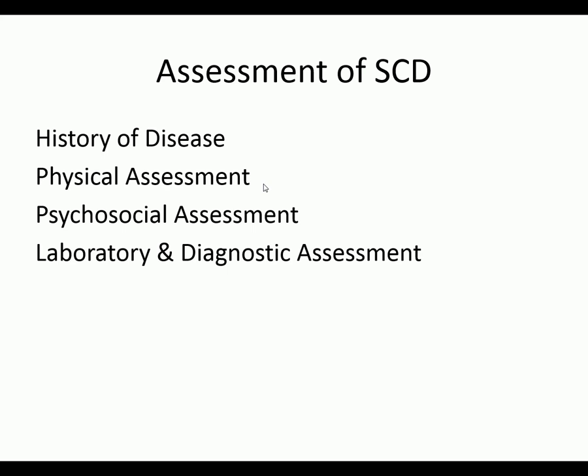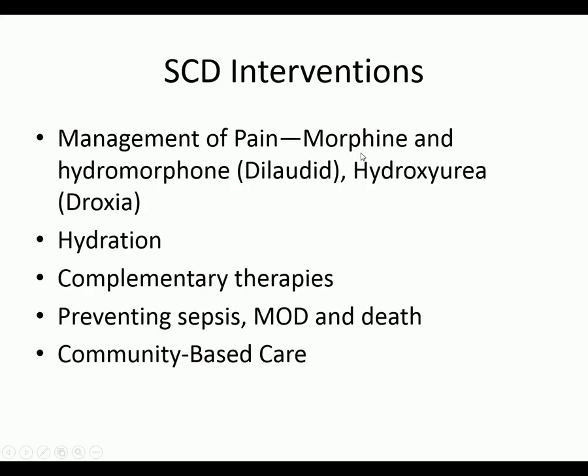So what are some of the interventions that we can do for these people? Number one, you need to manage the pain and provide oxygen for these patients. Management of pain is done with morphine and Dilaudid and hydroxyurea. The aim of therapy is to prevent the sickling phenomenon, which is responsible for the pathological sequelae that you will see.